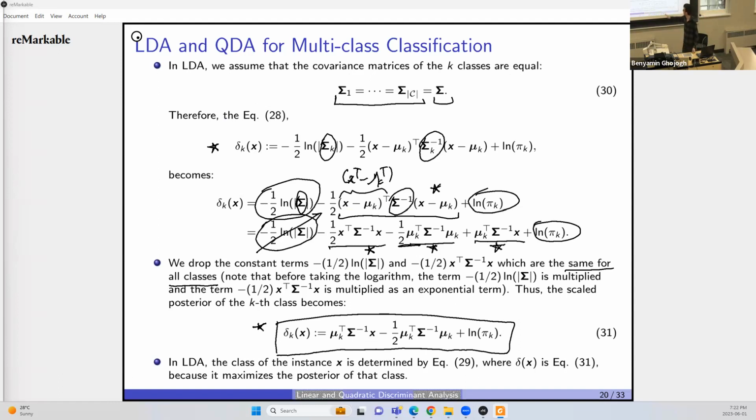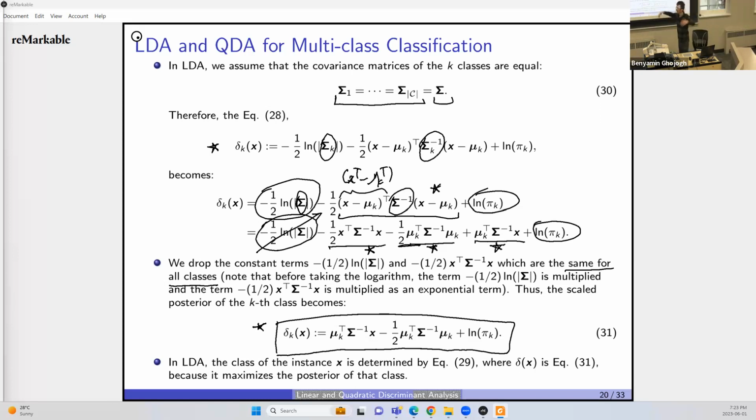Yes, and again for LDA, we take arg max of delta_k(x), where delta_k(x) is equation 31. Okay, now do you agree with this? I can partition the space. What do I mean by partitioning?